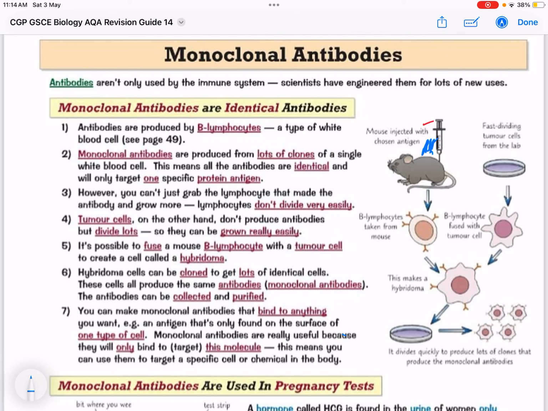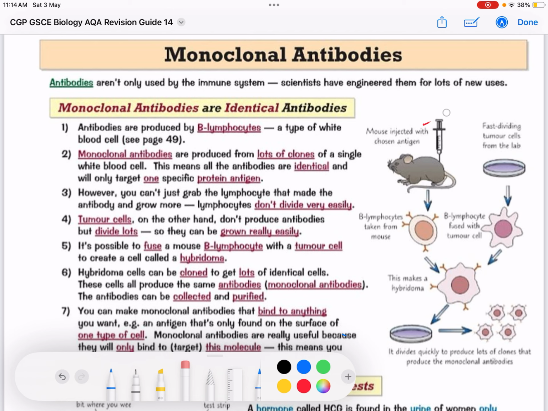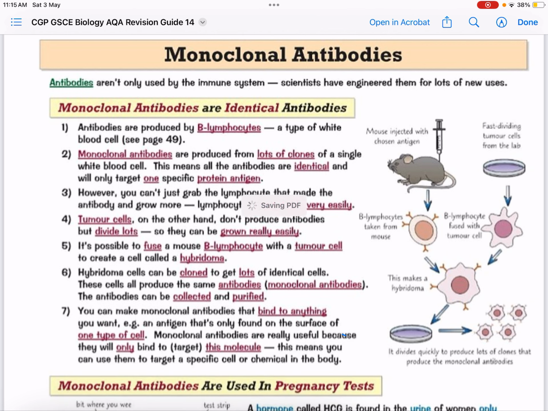Welcome everyone. I'll start today with a breakthrough type of medication, which is the monoclonal antibody. How is it made and how is it used?